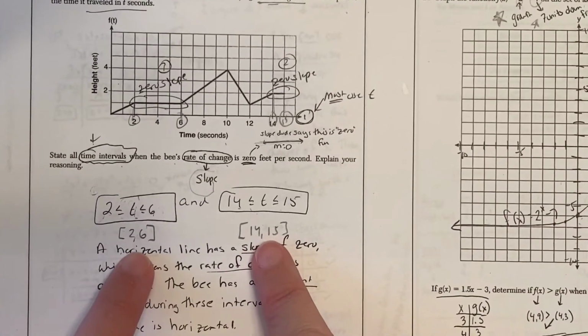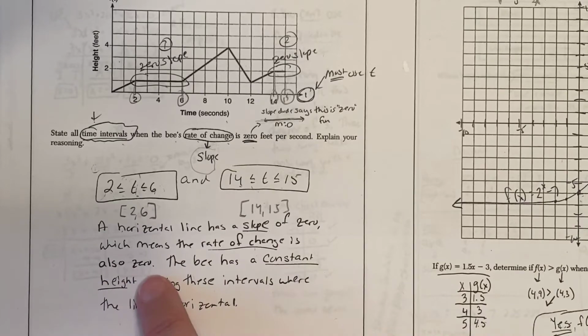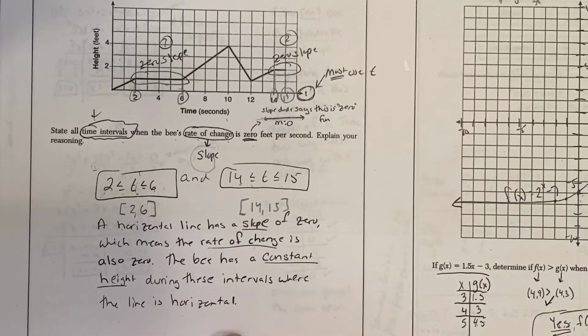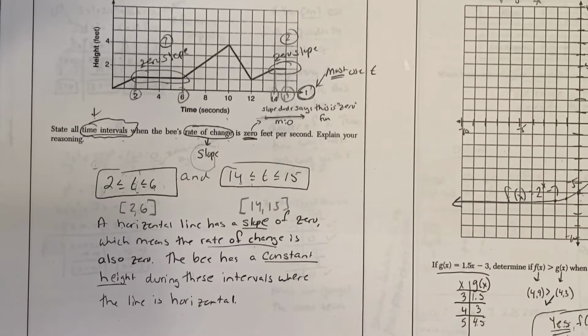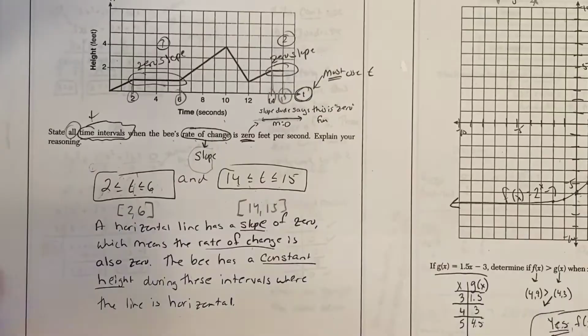You could also write it in interval notation too. And then are we explaining? Explain. Yes. Horizontal line is slope of 0, which means the rate of change is also 0. The bee has a constant height during these intervals where the line is horizontal. So something like that. And it does say all, so you did have to put both.